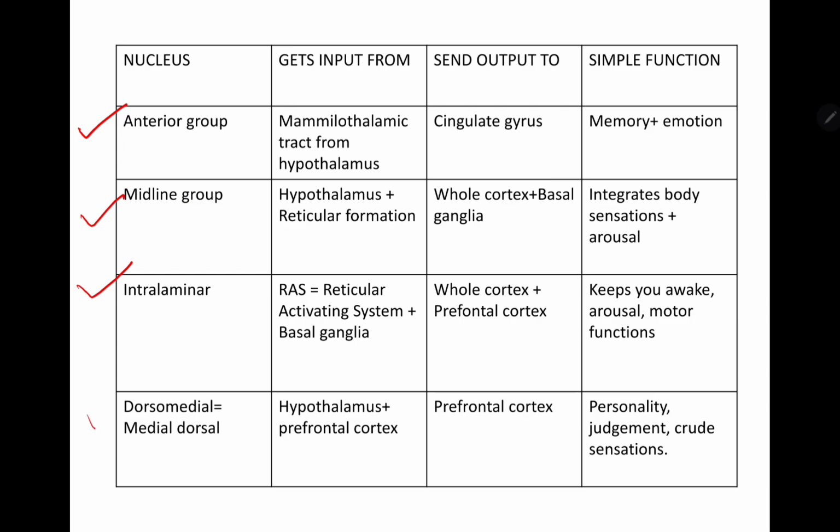Next is dorsomedial, which gets input from hypothalamus and prefrontal cortex, and it sends the output to prefrontal cortex again.